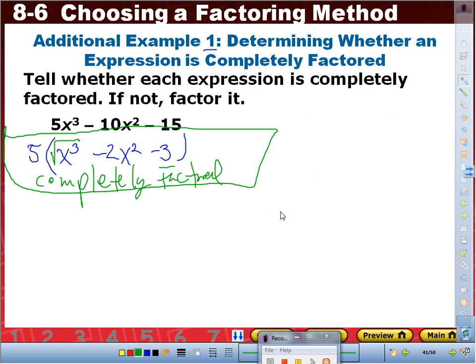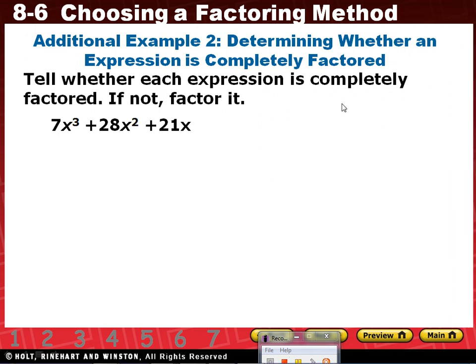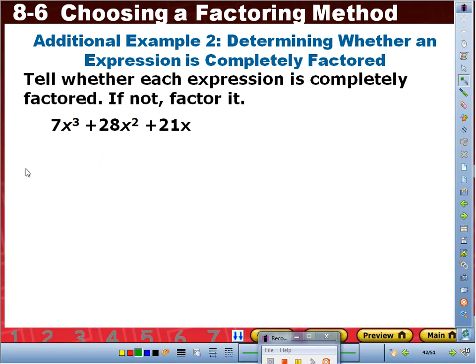Okay, example 2. That was example 1. We already finished. Example 2, 7x cubed plus 28x squared plus 21x. We're going to do this one together. Once again, what is step 1? Okay, so what is my GCF? 7x is correct.